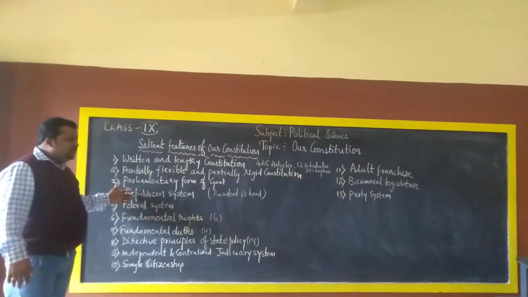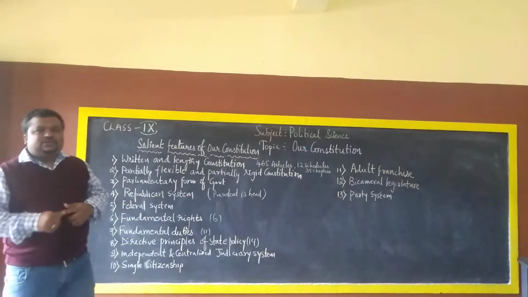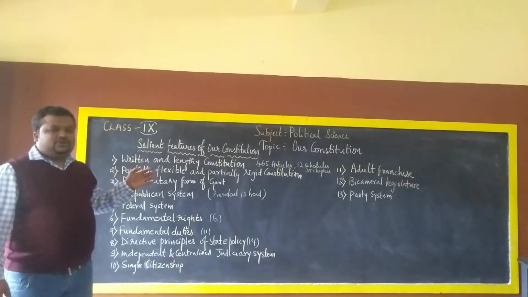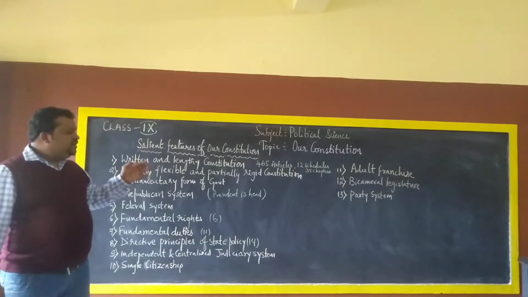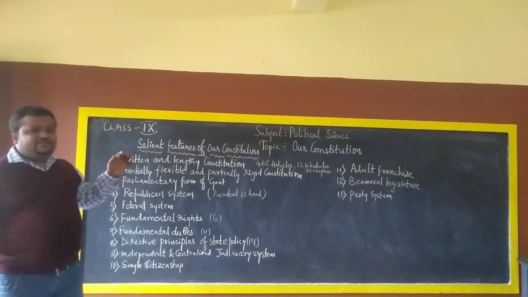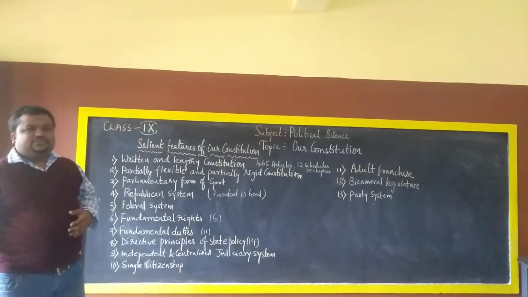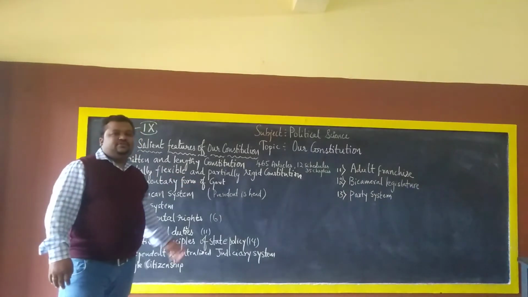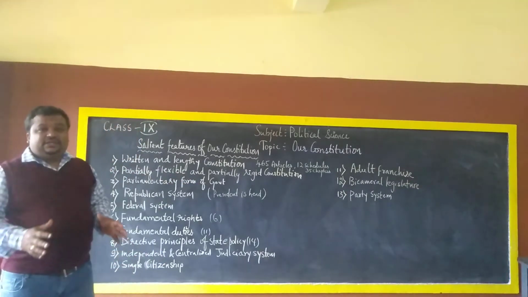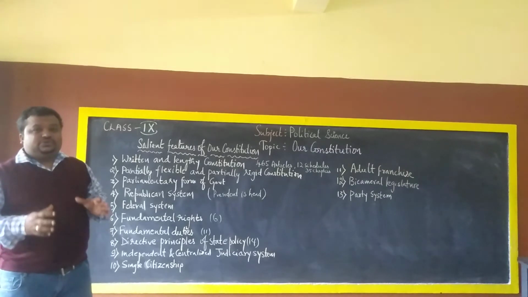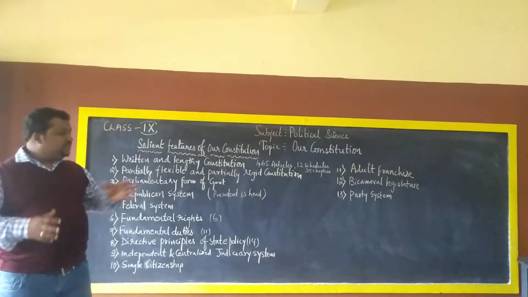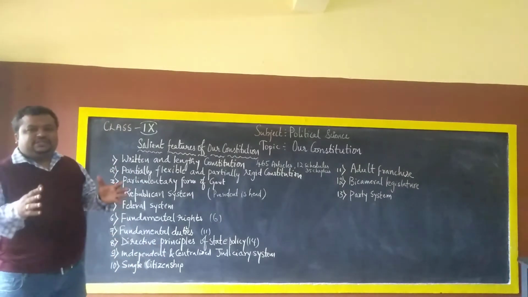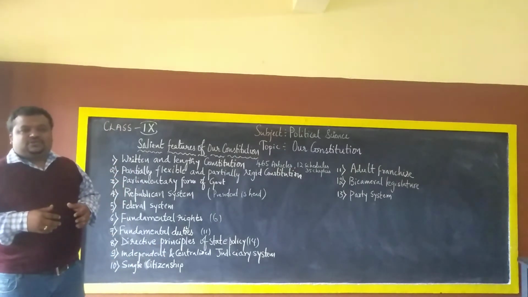And the next one is a republican system, one of the important features of our constitution. So what is it? It follows a republican system. What do you mean by it? In this, a president will be the head of the country. Understood? Who is the first citizen of the country? Yes, the president is the first citizen of the country and the head of the government.